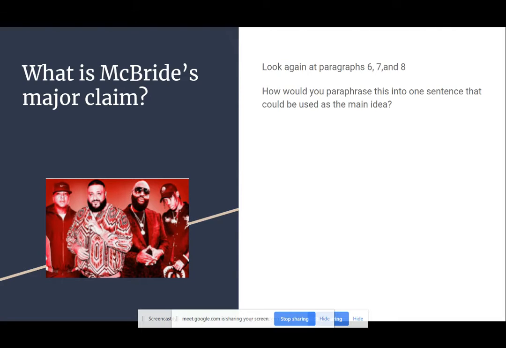Cool. Okay, so we've actually identified 3 sentences here. So how could we paraphrase this into one sentence that would be used as the main idea?